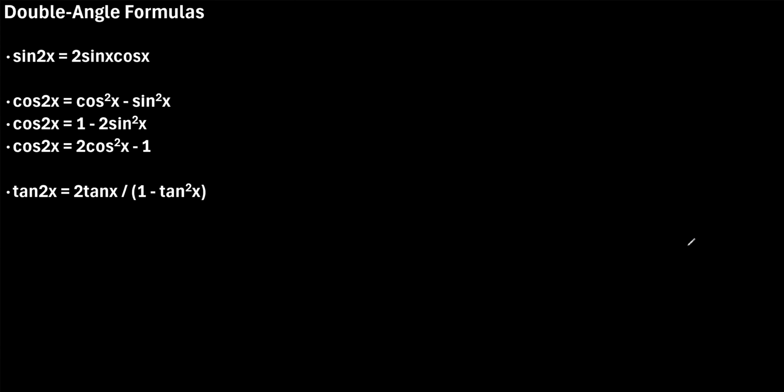In this video, we'll talk about how to use double angle formulas in trigonometry. So I've listed out each of the double angle formulas here. We have the sine of 2x is equal to 2 times the sine of x times the cosine of x.